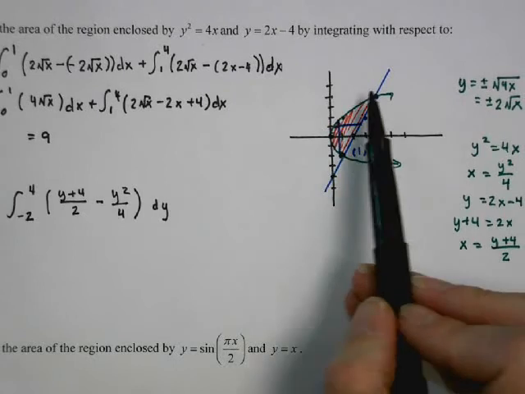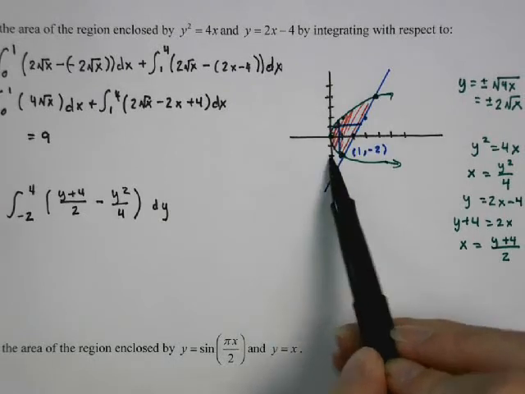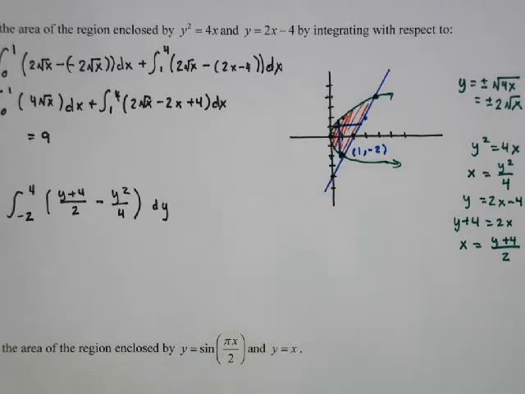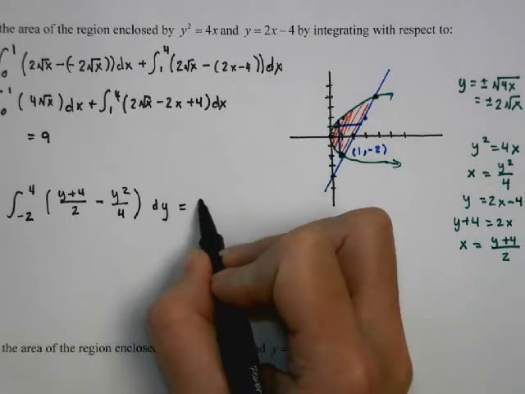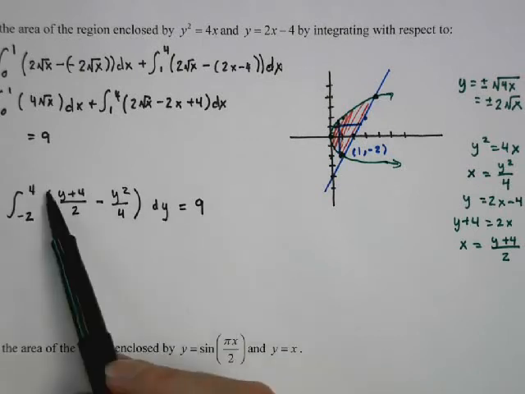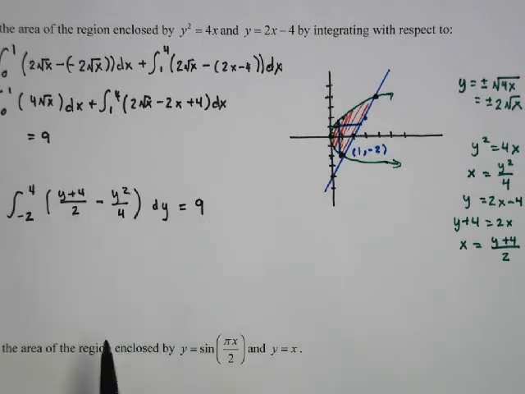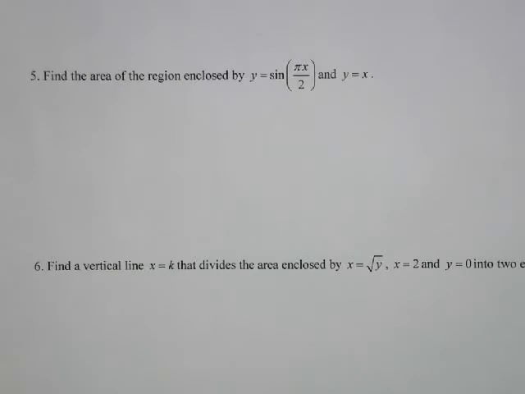So everything is in terms of y. The bounds are coming from the y values of those intersections, and then the equations in terms of y. When you type it in the calculator, you can just use x instead of y. But you'll get 9 again.